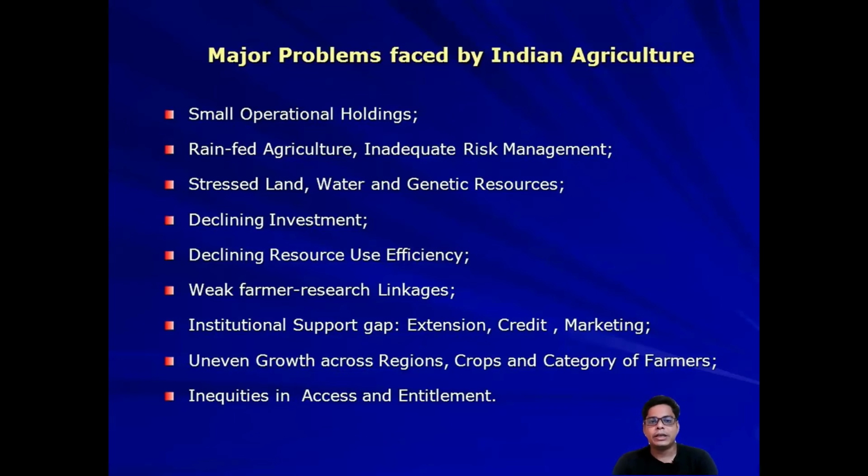Then rain-fed agriculture, inadequate risk management. Rain-fed means all our agriculture depends on monsoonal rain, so when there is rainfall, that is when we can do our agriculture. Then come to stressed lands, water and genetic resources. Stressed land means land always takes a huge amount of pressure because the population is increasing, mainly in or near urban areas, day by day. Due to this, the man-land ratio is very low in India, and the production we are getting is very slow. Then declining investment. What is the investment?